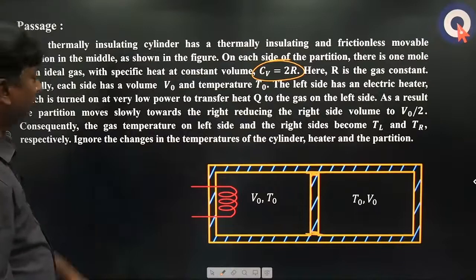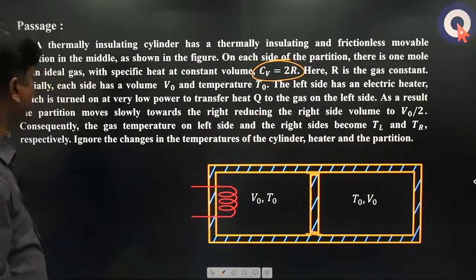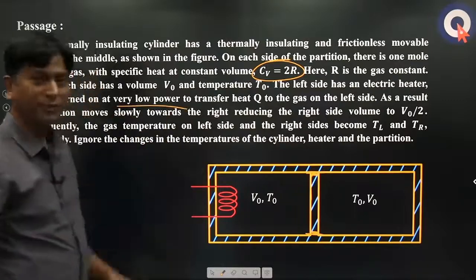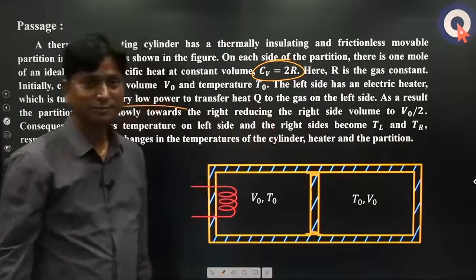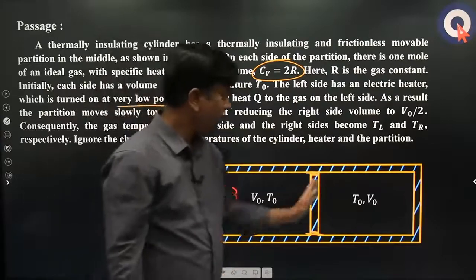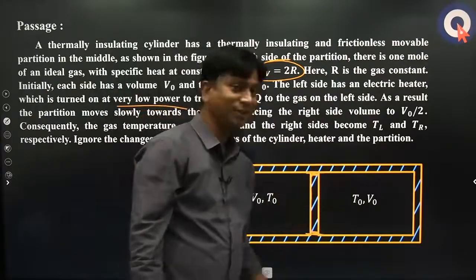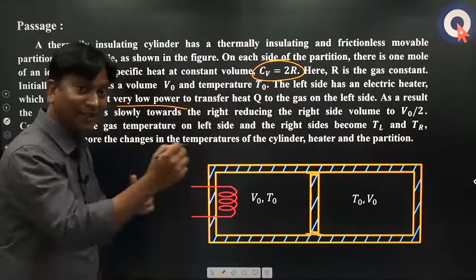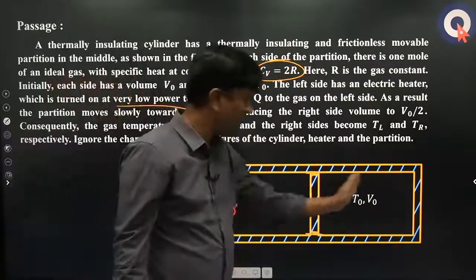The left side has an electric heater, which is turned on at a very low power. Slowly it will supply the heat. Actually heat may not be transferred through the partition, but this will push the piston, so work will be transferred, correct? So that is what is different from the earlier question, where heat was transferred through the partition.